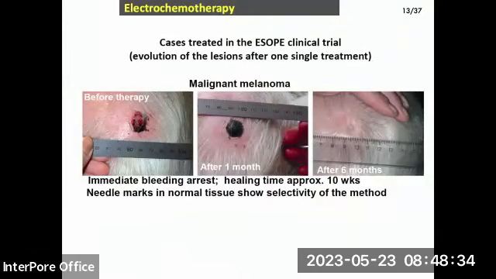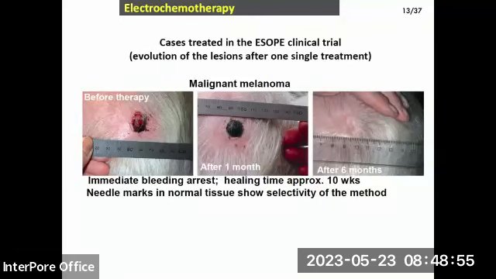Here you can see a melanoma was treated. At the left, you can see before therapy. In the center, it's after 1 month, and then after 6 months, you can see that the melanoma disappeared. So this is a very interesting application in medical work.